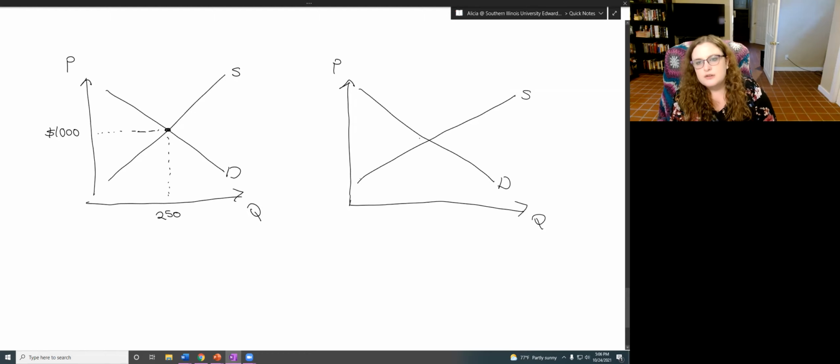Okay, so let's do this on the other side as well. Let's say that we have an equilibrium. We're at $1,000. We have just as many apartments being supplied as we have people wanting those apartments.